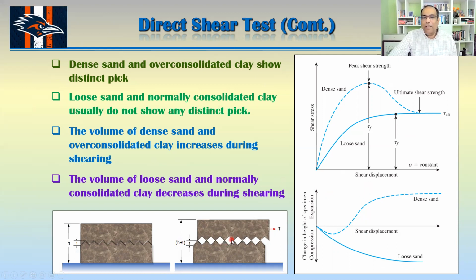Now, what happens for loose sand? For loose sand, the particle here has voids here. So when you try to shear, this one goes down like this, and this one goes down like this, okay? That's why the overall volume decreases for loose sand and normally consolidated clay.